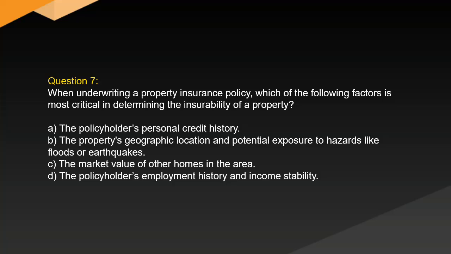Question 7. When underwriting a property insurance policy, which of the following factors is most critical in determining the insurability of a property? A. The policyholder's personal credit history. B. The property's geographic location and potential exposure to hazards like floods or earthquakes. C. The market value of other homes in the area. D. The policyholder's employment history and income stability.